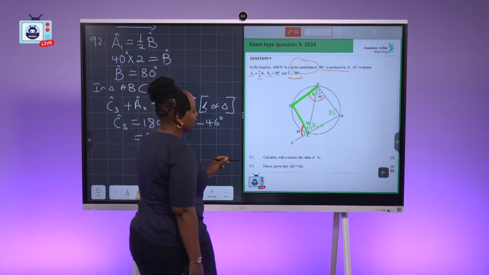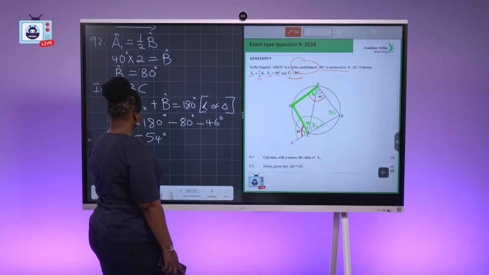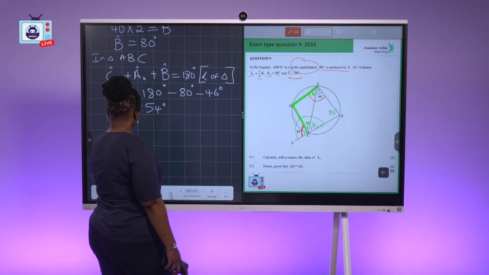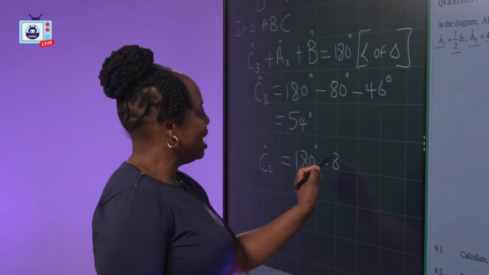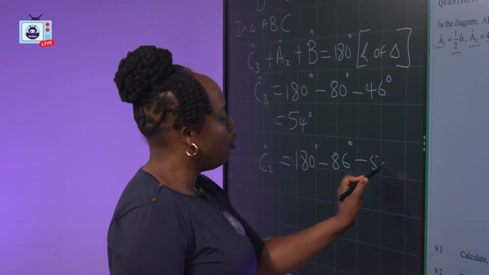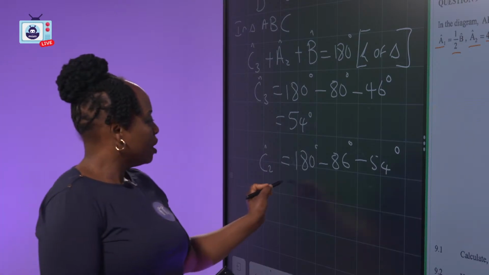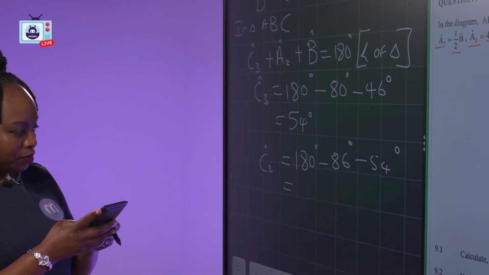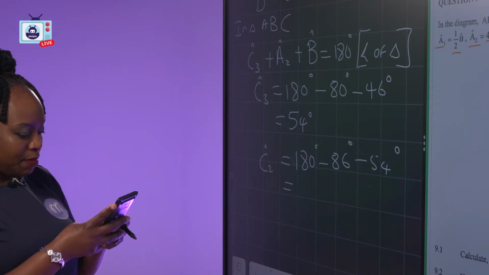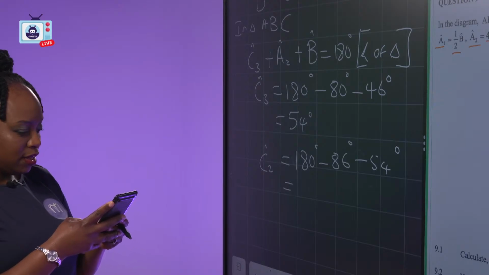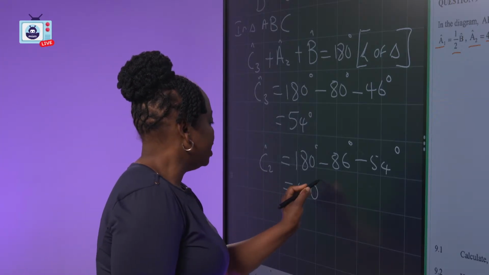Now, after you found that, you can use the angles on a straight line to find the last part, which is your C2. So C2 will then be equal to 180 degrees minus 86 minus 54. If you do that, you'll find the answer, which should be 40. Let me just check. So 180 minus 86 minus 54 should give us 40. Yes, it does. So that is 40 degrees.